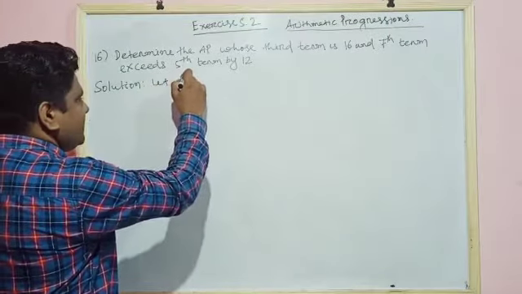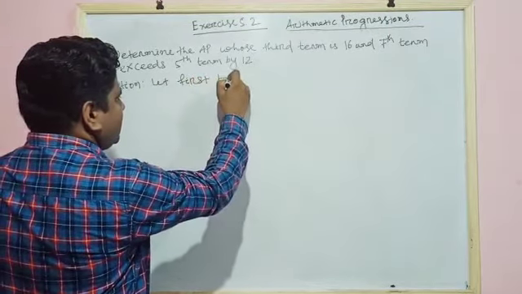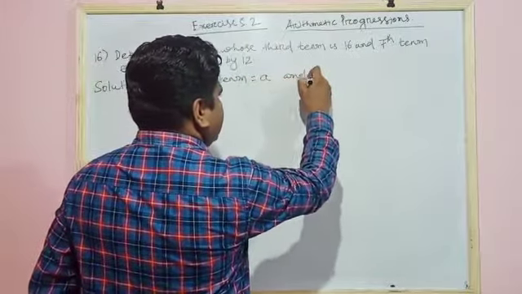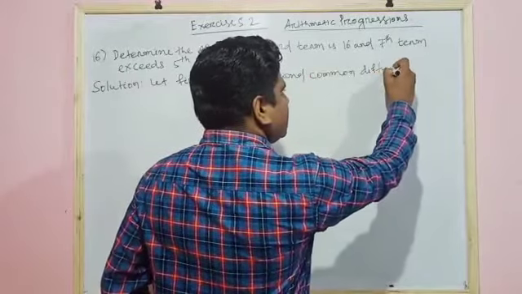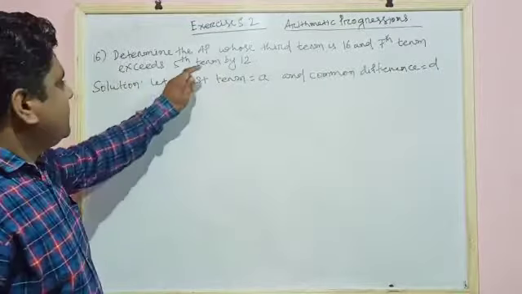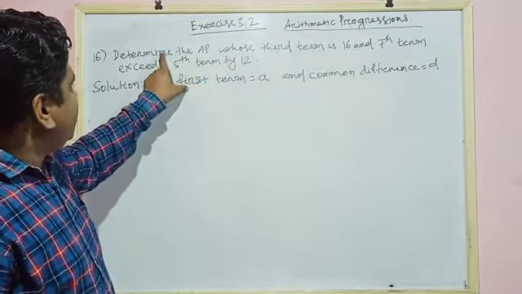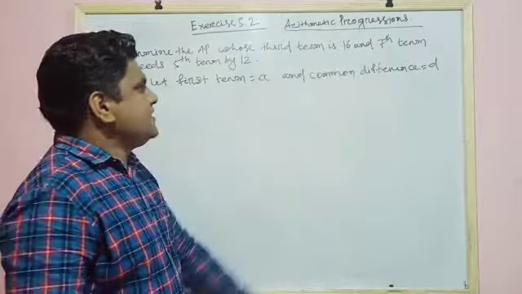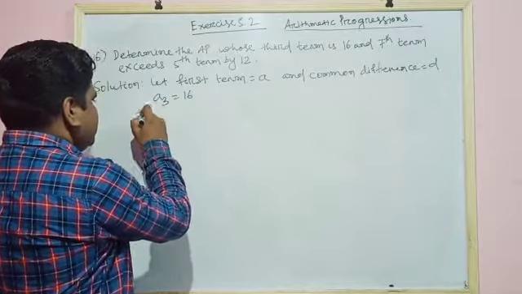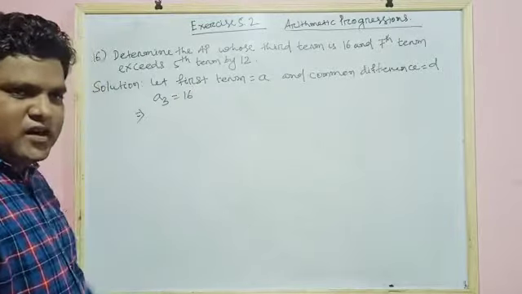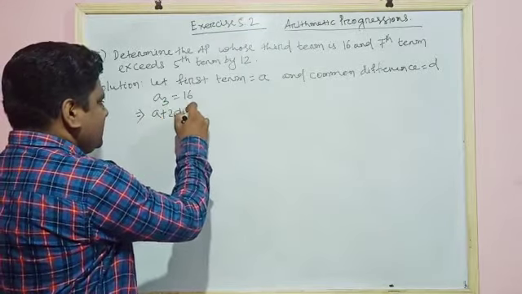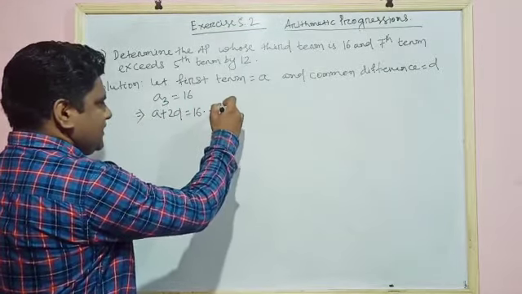Let the first term be equal to A. It is given that we have to determine the AP whose third term is 16. So A3 equal to 16. This implies A plus 3 minus 1 into D. 3 minus 1 is 2. So A plus 2D equal to 16. Let it be equation 1.